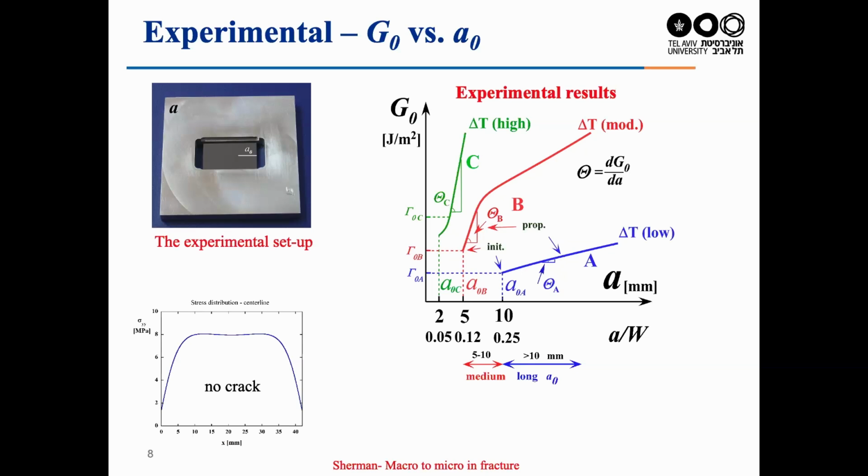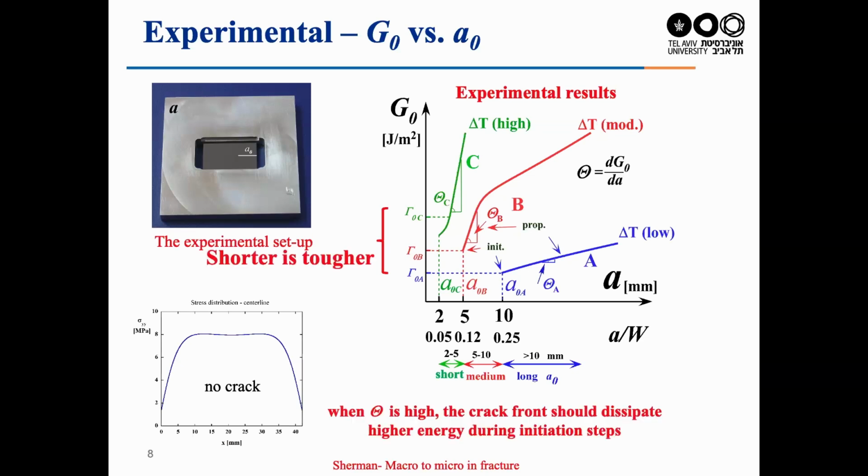So you can see this is schematic, but this is exactly as it is during the experiment. So you can see here between 2 to 5 is short, 5 to 10 medium, larger than 10 is a long crack. So you immediately see here that shorter is tougher. You can see it here already. Okay, let's go on.